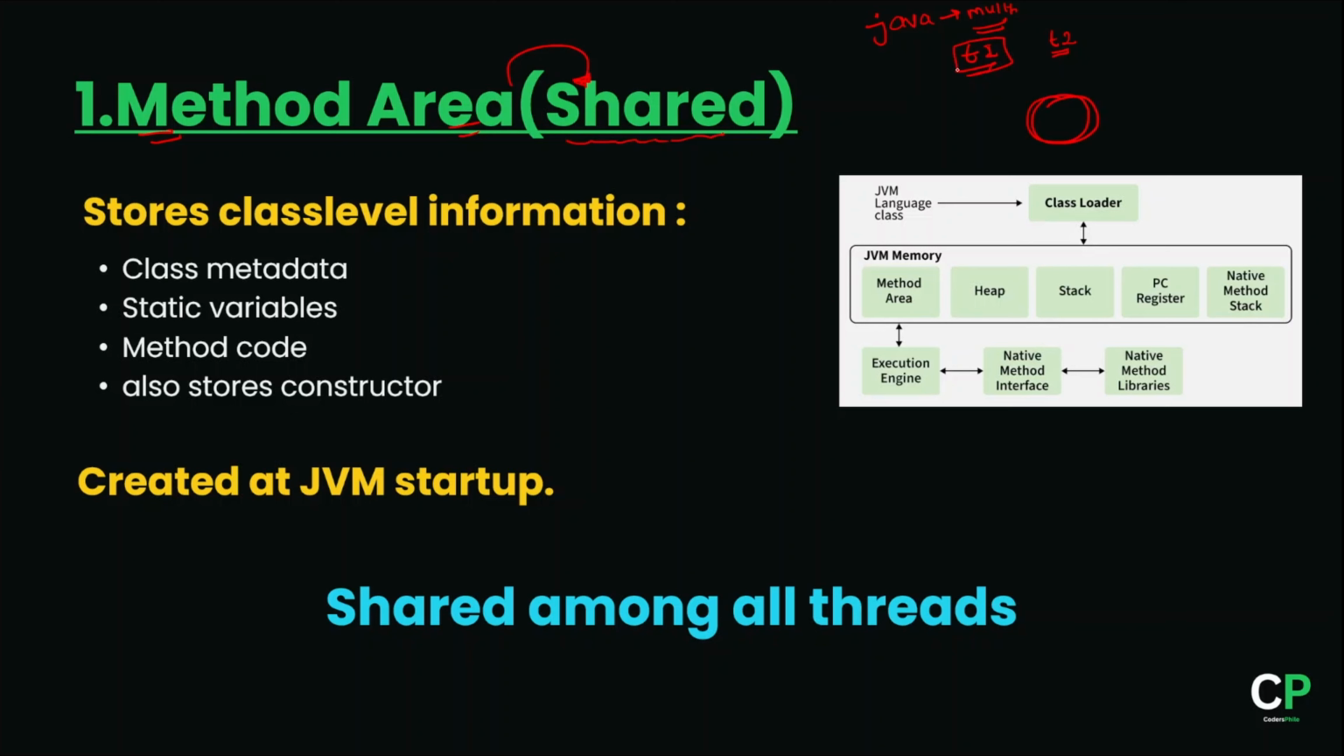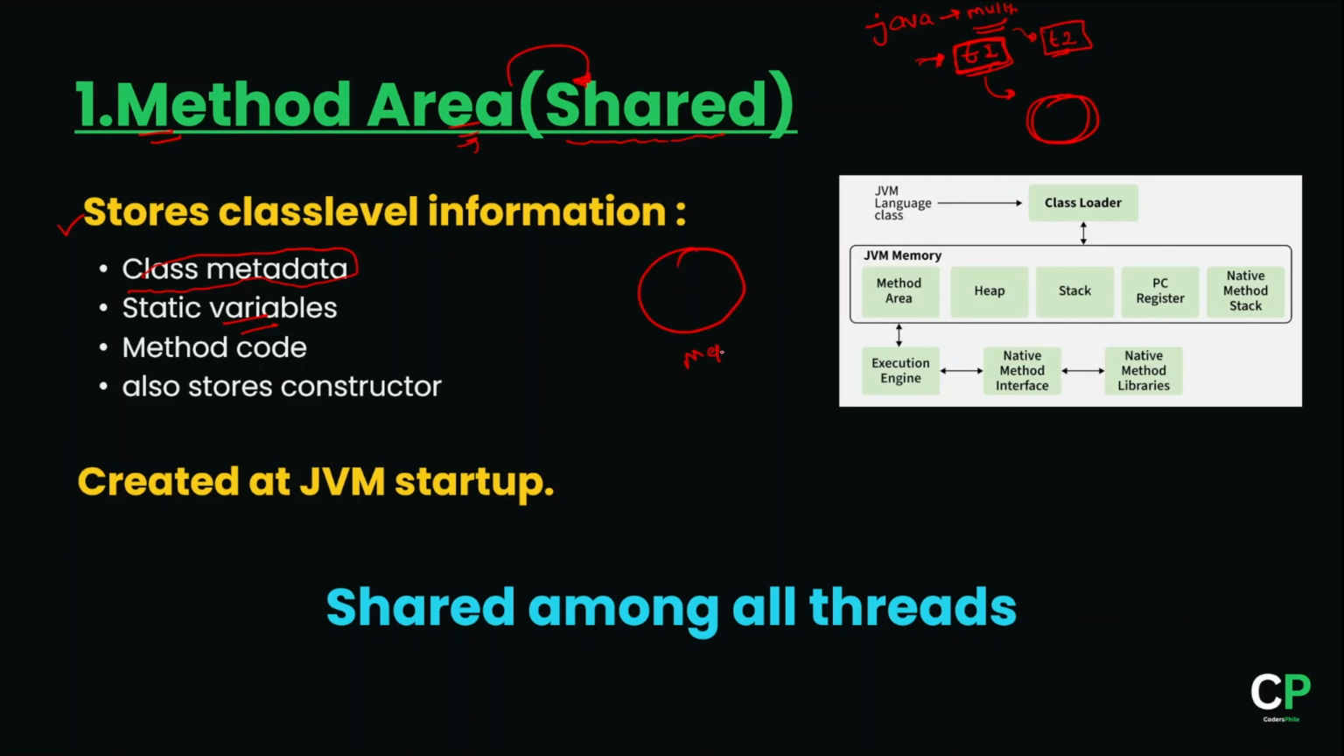If you're not familiar with threads, then no problem. Just remember that a thread is like a different independent worker that executes the program. So this method area is shared among all the threads. So what does this method area store? It stores the class metadata, and the static variables are stored in this method area only.